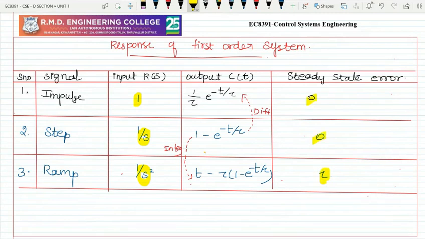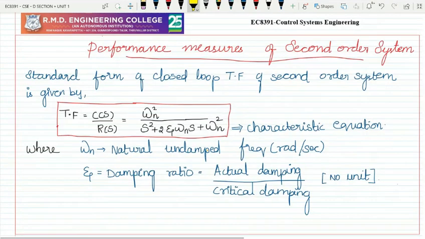To check the answer, we already know that differentiation of the step signal gives the impulse signal, as per the column. The same way we see the final answer, 1 minus e power minus t by tau. If I'm differentiating, I'm getting this answer. If I'm doing integration, I'm getting the bottom answer. If you integrate the step signal, you get the ramp signal, and if you differentiate the step signal, you get the impulse signal. And the last case, we are going to see the second order system.